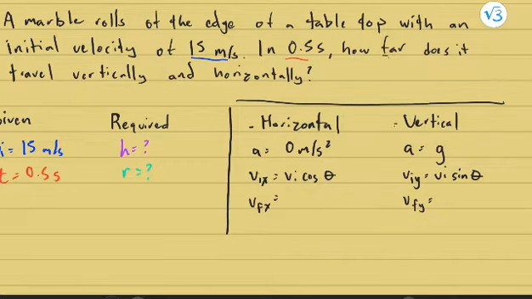For final velocity, equal lang siya to Vix. While for Vfy, that's Viy plus gt. Again, g stands for acceleration due to gravity.